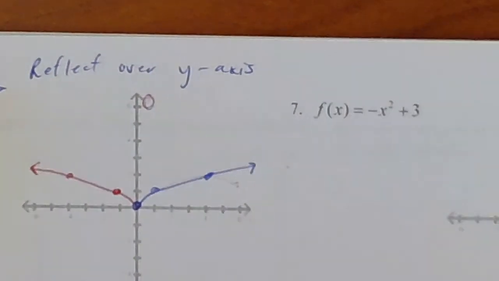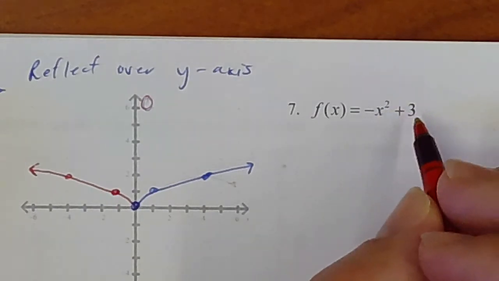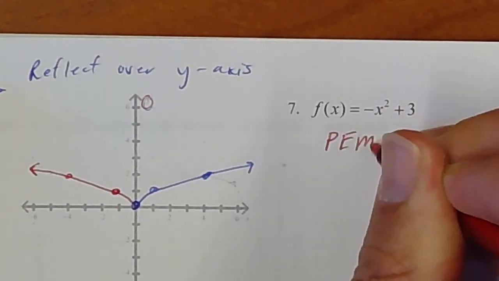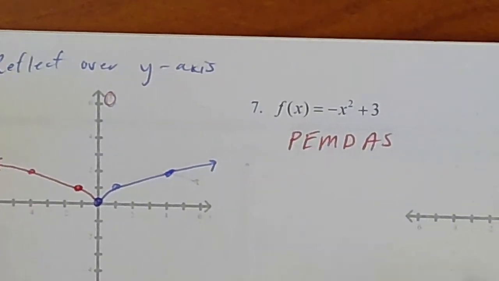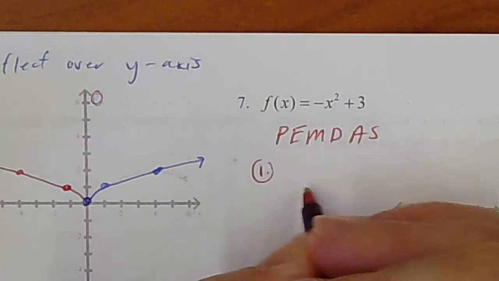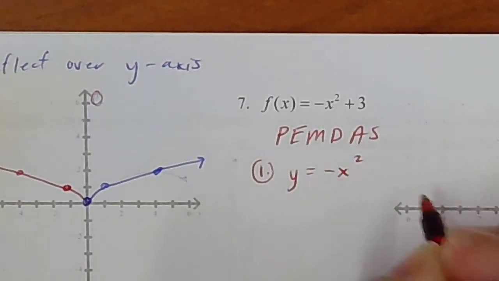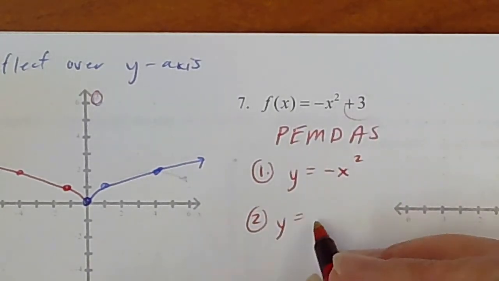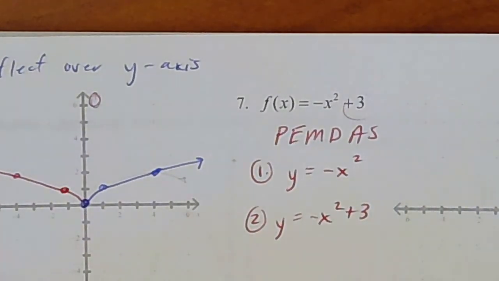All right, number 7 has 2 transformations. Reflection, always do the reflection first. Try to think of the order of operations when determining the order of transformations. Your first step is going to be the reflection, and then your second step will be the shifts, the addition and subtraction. I'm going to keep this under 15 minutes, so I'm going to pause it and then show you the end results after you try.